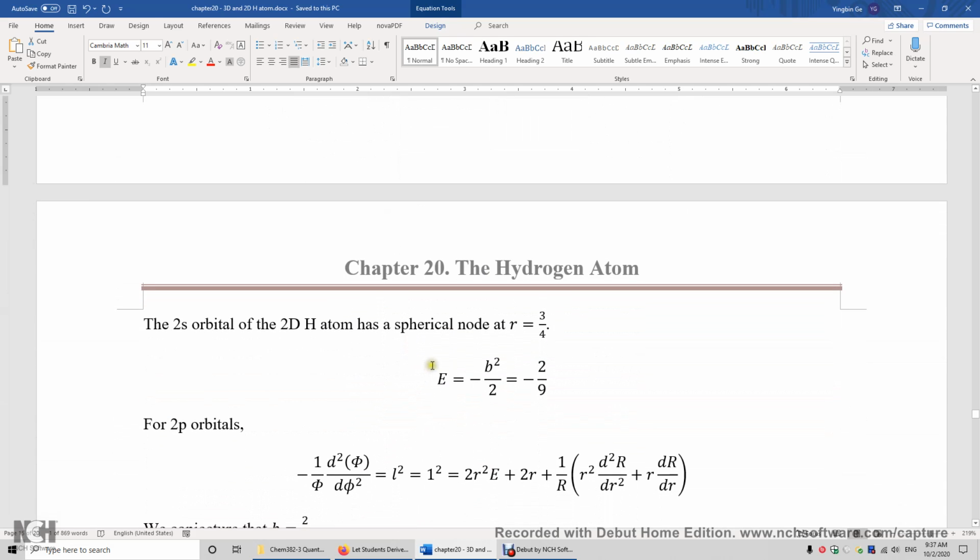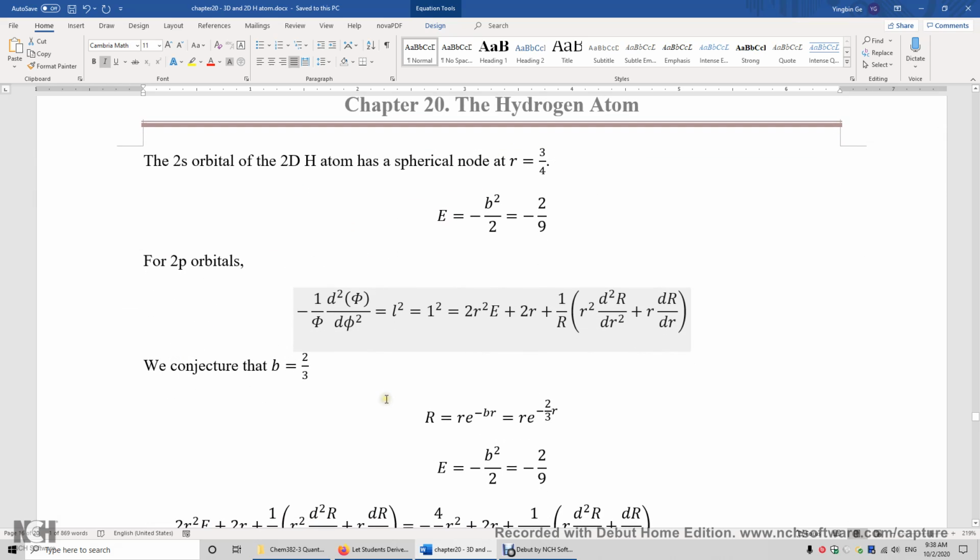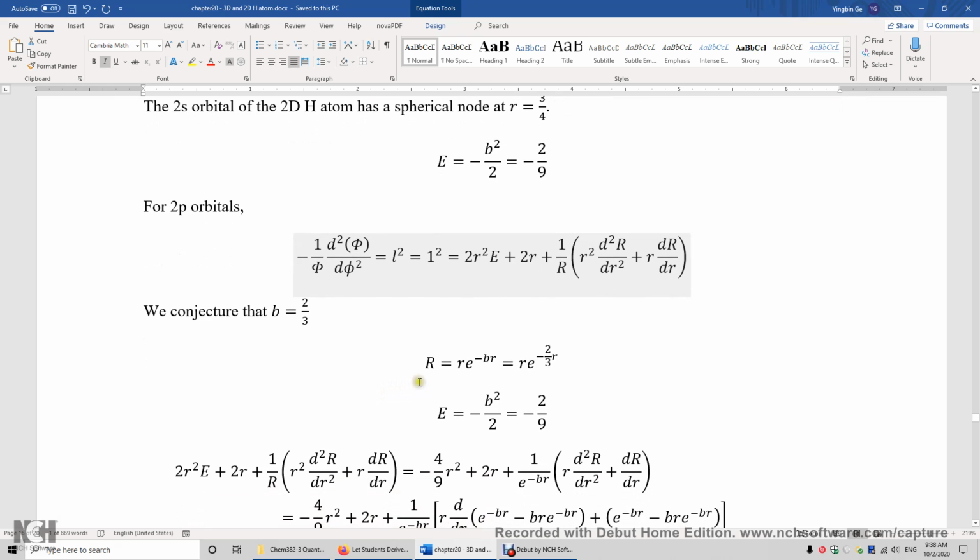And we can also calculate the energy, negative b squared over 2. This is just the eigenvalue you get, and you have this as the energy of the 2s electron, negative 2 over 9. You can also do 2p orbitals. For the 2p orbitals, you will have the radial function and angular function. So if we kind of solve this, we make a conjecture, and then we have this radial function. It's just r times e to the power of negative 2r over 3. We have the energy as well. So pay attention here. The 2p energy is equal to the 2s energy.